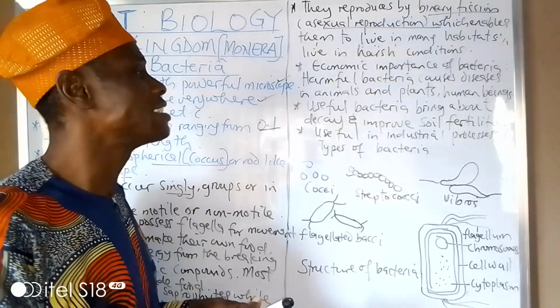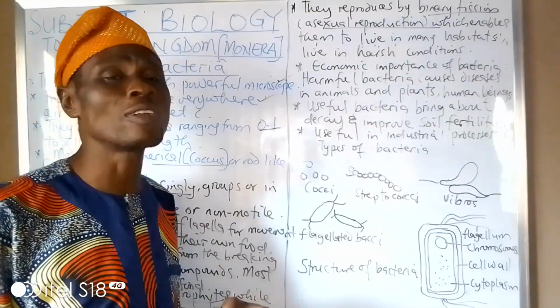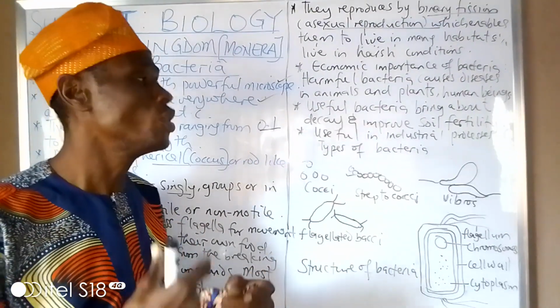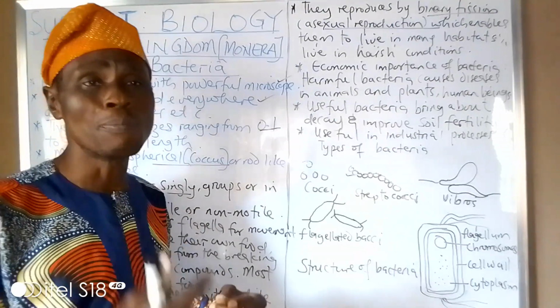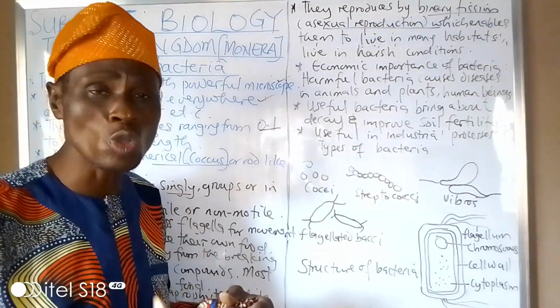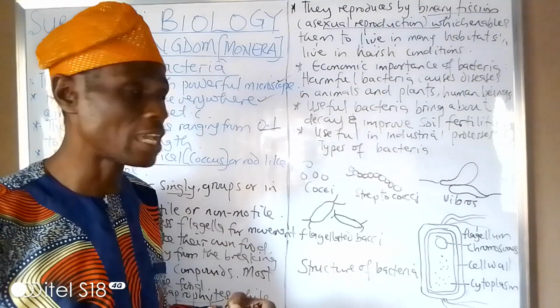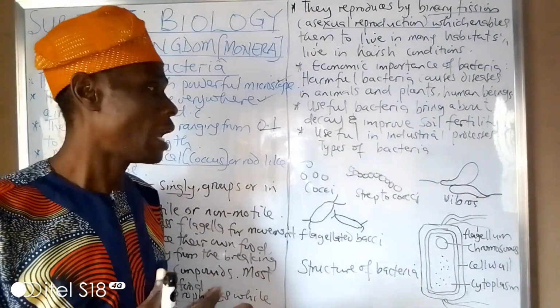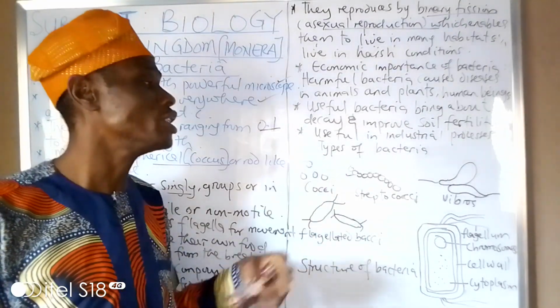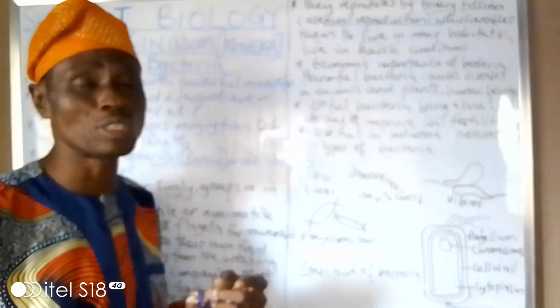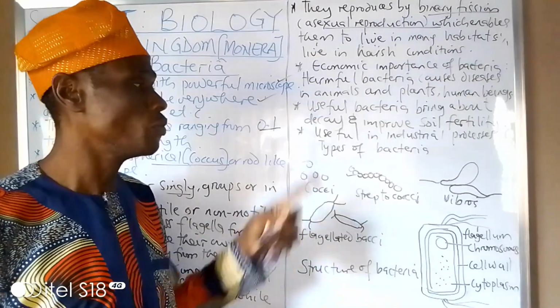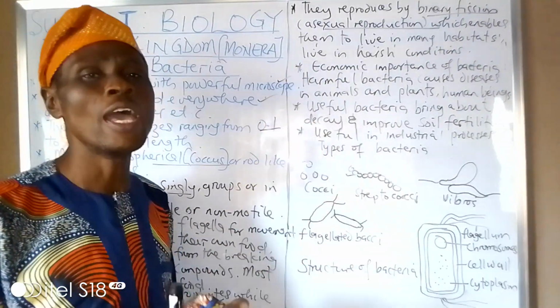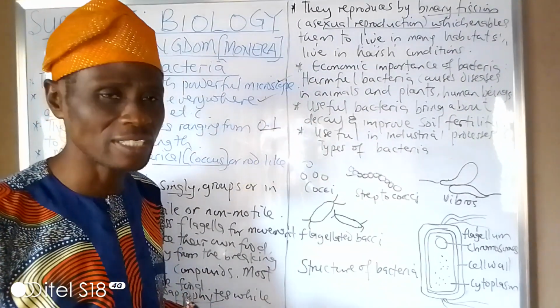Okay. Another thing is that we have some useful bacteria. Not all bacteria are bad. Some bacteria are useful. They help in improving soil fertility. They make soil to be fertile. And another thing is that some of them are used in industrial processes, in industry, in the production of certain things. We use bacteria. So these are some of the economic importance of bacteria.